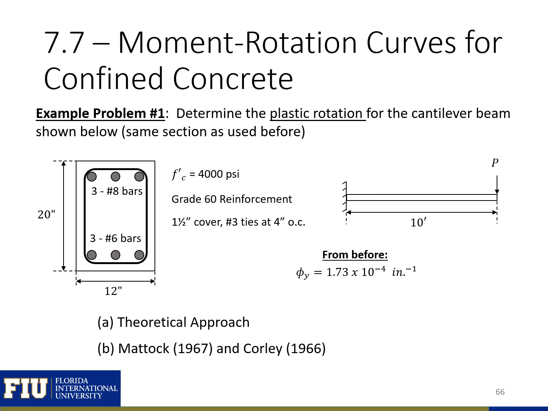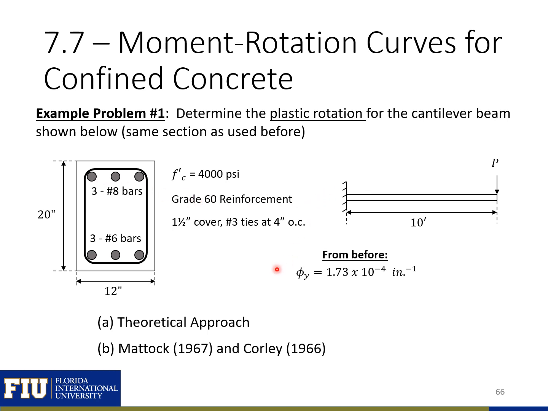In this example problem, we're going to determine the plastic rotation for the cantilever beam that's shown below. We're looking at the same rectangular section that we've been looking at in this section, with 3 number 6 bars on the bottom in compression and 3 number 8 bars in tension. Note the section's flipped because in our cantilever beam we have tension in the top.